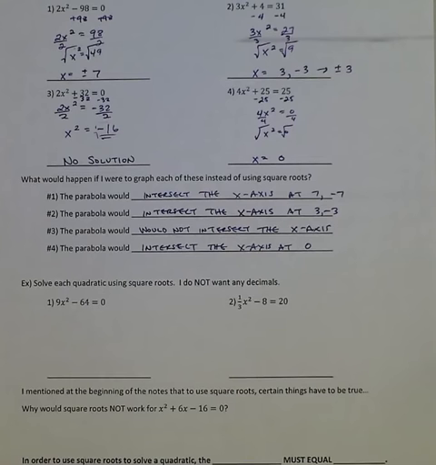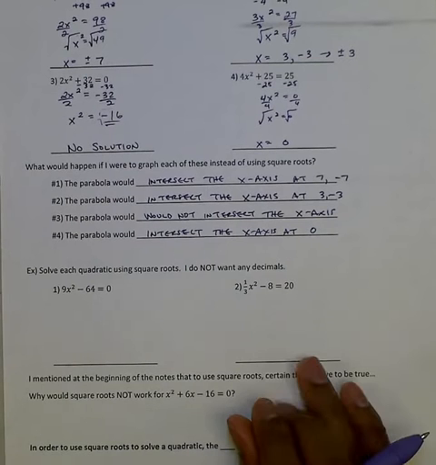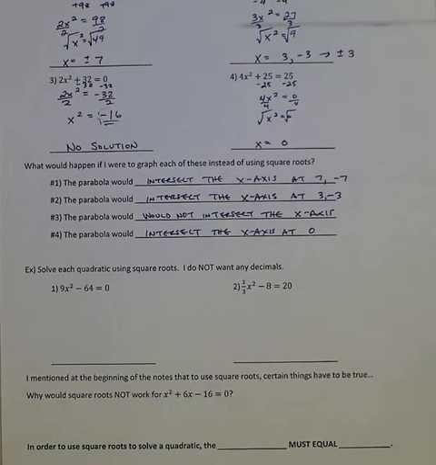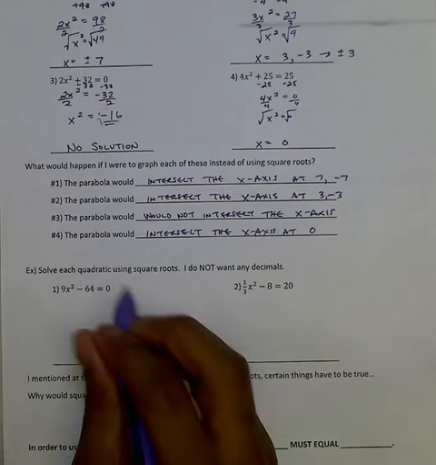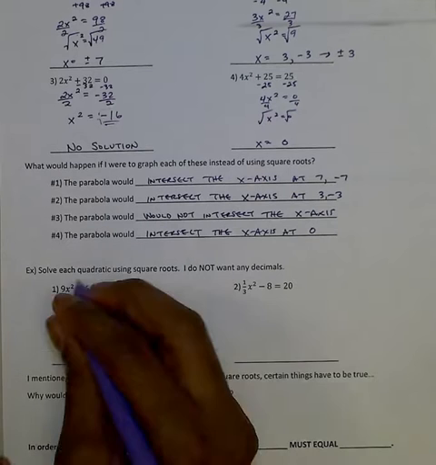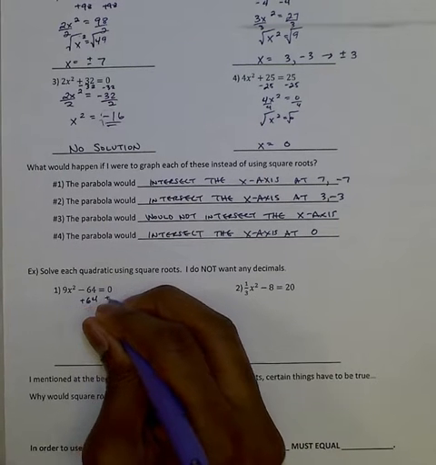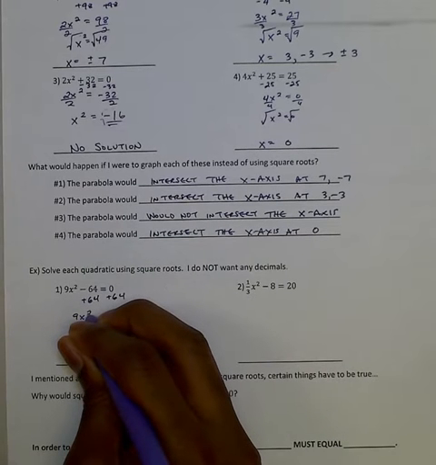Looking at the next problem, we're going to solve these quadratics using square roots, and we're not going to use decimals. When we start solving equations, people will get a calculator out and turn their brain off. Please don't do that. We just got out of the radical chapter, so we should be able to handle these pretty well. So we have 9x squared minus 64 equals 0. Let's solve, trying to get our x by itself.